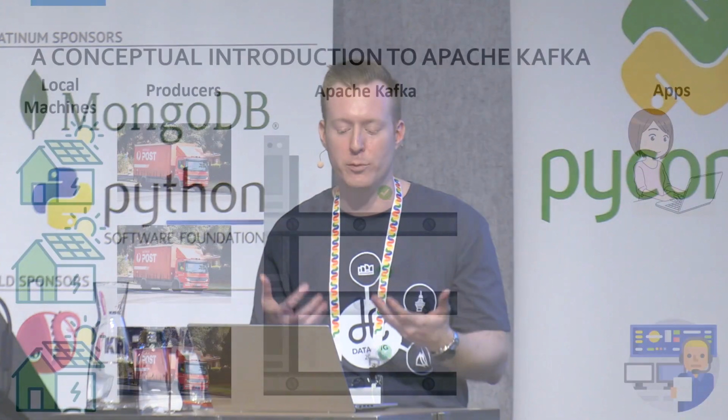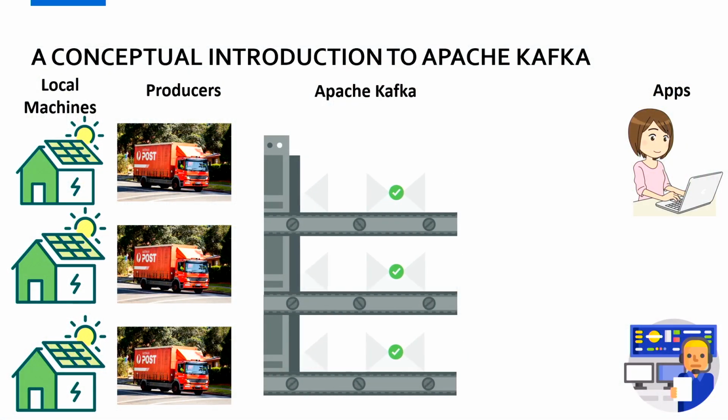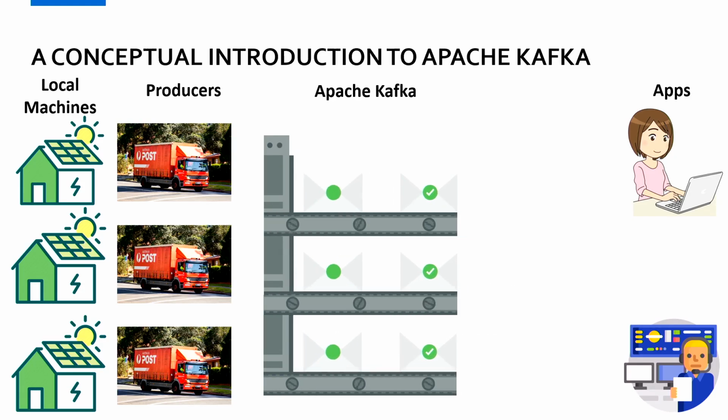We need a special client called a producer. And the producers are essentially the mail trucks that are going to operate every single 1 second, delivering those messages to that central data platform.